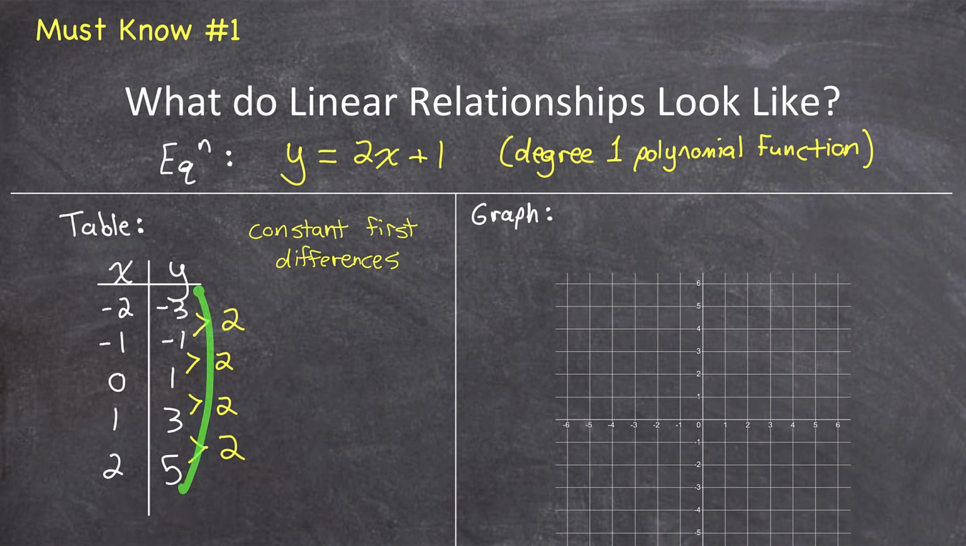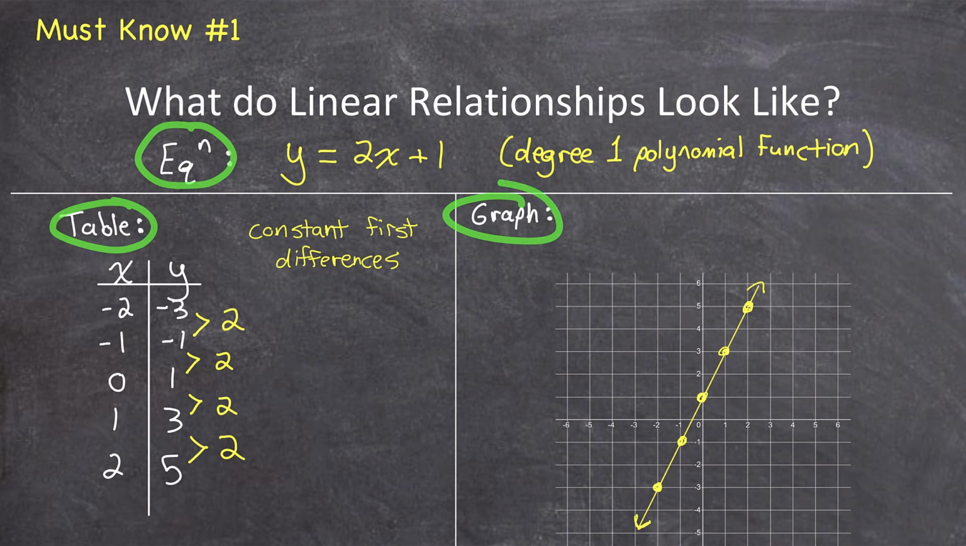And if I were to graph each of the points that I have in my table of values here, notice that if I were to connect these points, they form a straight line. Linear relationships are called linear relationships because they form straight lines when graphed. So now you know how you can easily recognize a linear relationship from either its equation, its table of values, or its graph.